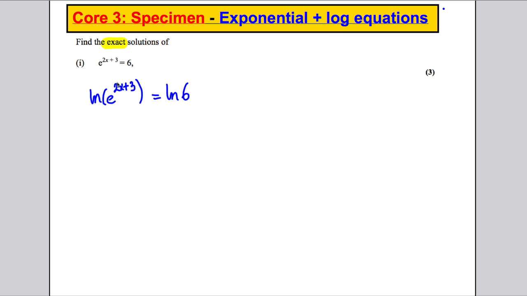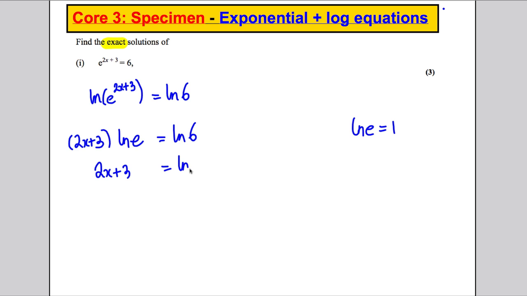And then you can bring down the power by the law of logs. So you can bring down the power and say that 2x plus 3 ln e is therefore ln 6. Now you should know that ln e is equal to 1. So you have 2x plus 3 is equal to ln 6. Subtract 3 and divide by 2. x is therefore ln 6, subtract the 3 and then divide by 2, which I might just write as a half out the front. And you found the answer for the first one.